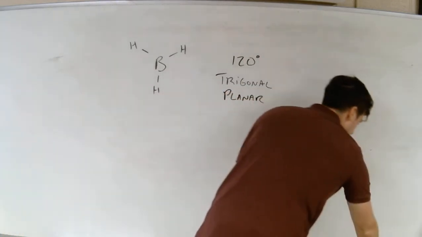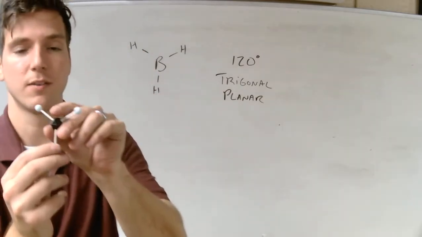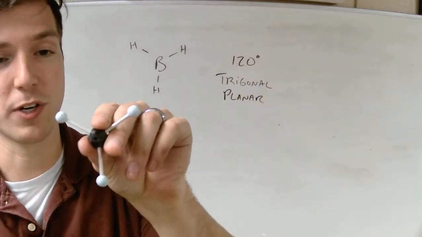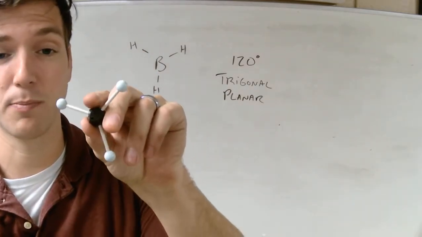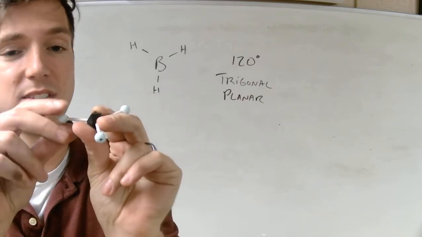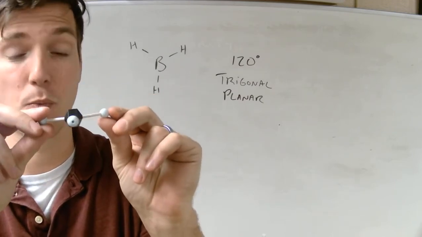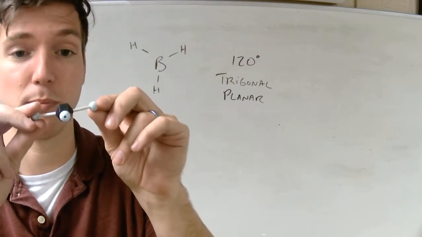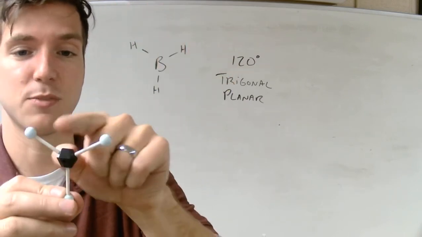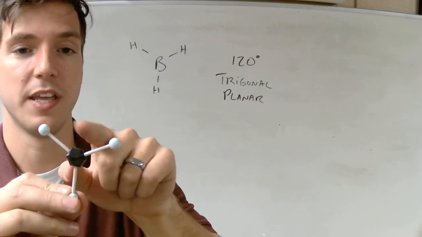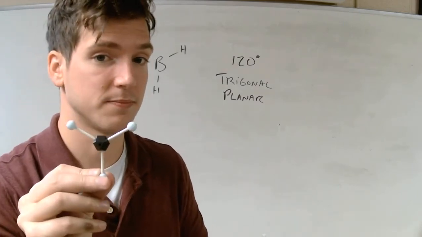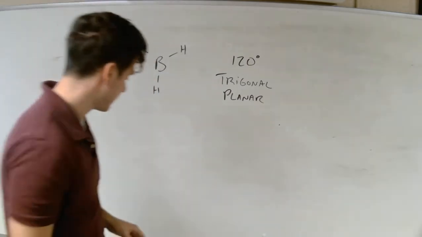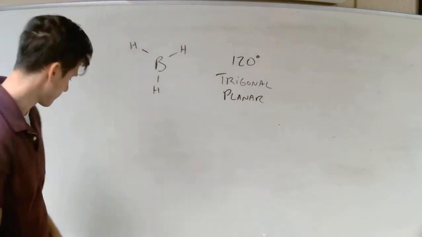Why is it called trigonal planar? Well, if we look at BH3, it's trigonal because of those 3 atoms, like I said, but it's planar because if you turn it sideways, it's on just one plane. There's nothing sticking up in any other direction. It's trigonal planar because it's on one plane, and it's got that nice bond angle of 120 degrees.